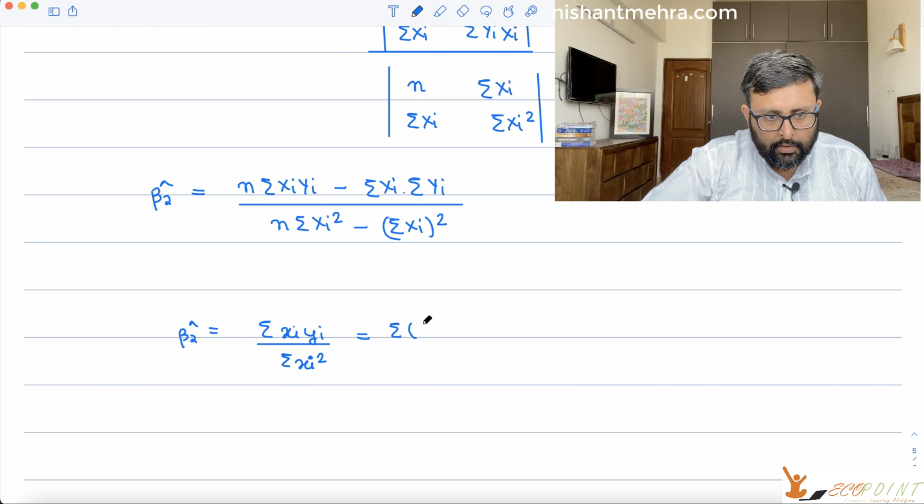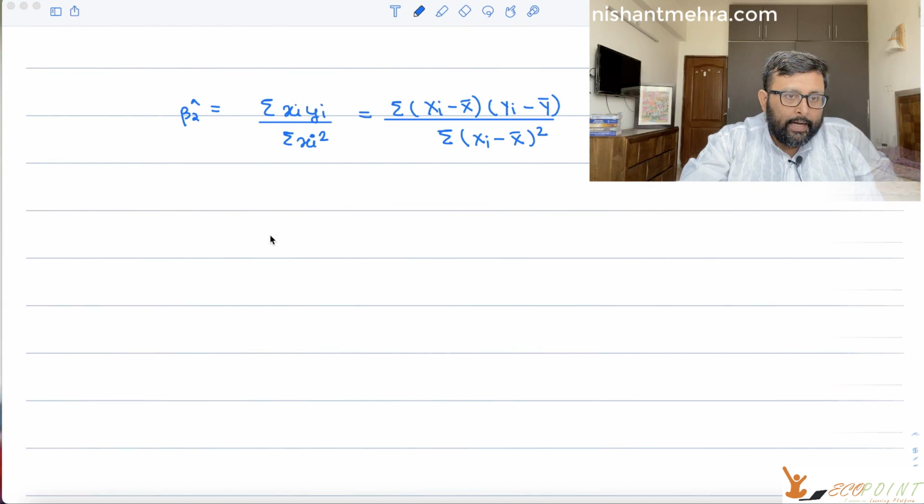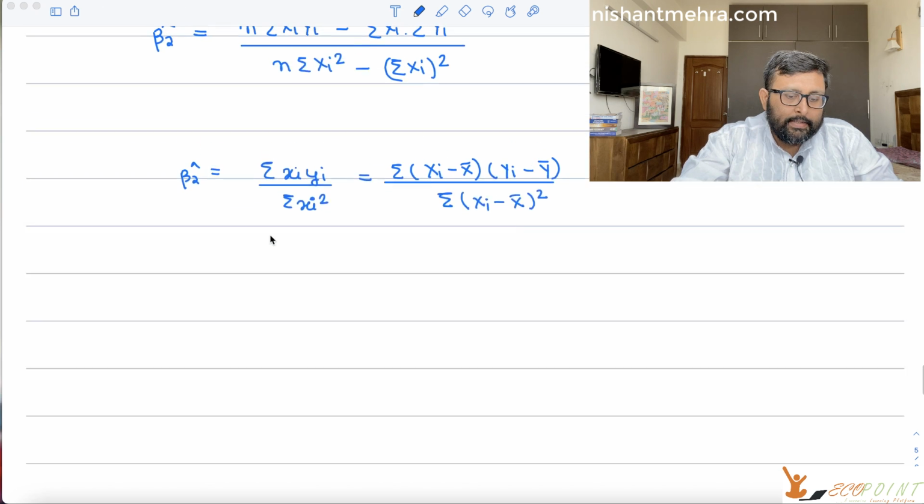What will this be, beta? In place of small xi, what will I write? Xi minus x bar. In place of small yi, what will I write? Yi minus y bar. I can write like this. I'll tell you how these two are equal. In place of small xi square, I can write xi minus x bar whole square.